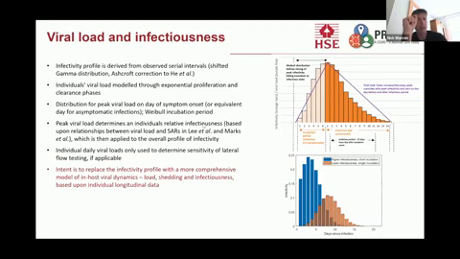So the peak viral load alters the infectivity profile, but the individual viral loads, we only use those to determine the sensitivity of lateral flow testing, if that's one of the control measures that we're simulating as being in place. And the intent is to replace this infectivity profile with a more comprehensive model of in-host viral dynamics.